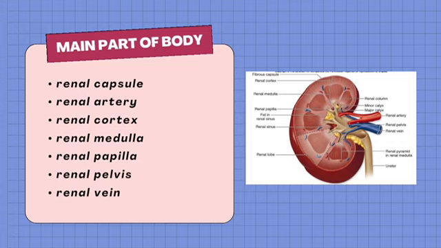And the last one is the renal vein. This vein is the main blood vessel that carries filtered blood out of your kidney and back to your heart. Each of your kidneys has a renal vein.